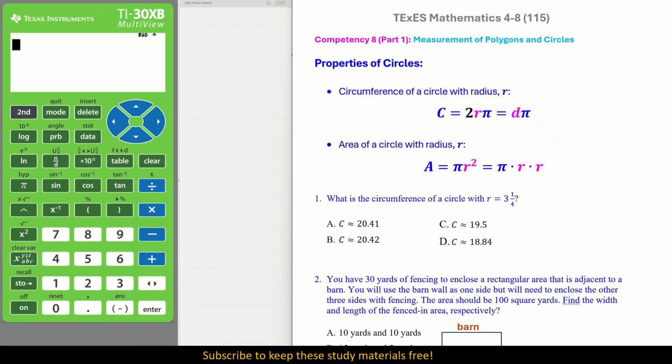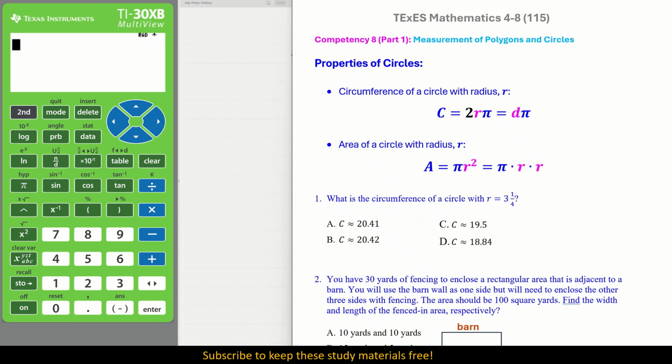Okay, before we get started, please note the properties of circles, meaning that we have the equation for the circumference and the equation for the area of a circle. For number 1, what is the circumference of a circle with radius equaling 3 1/4?